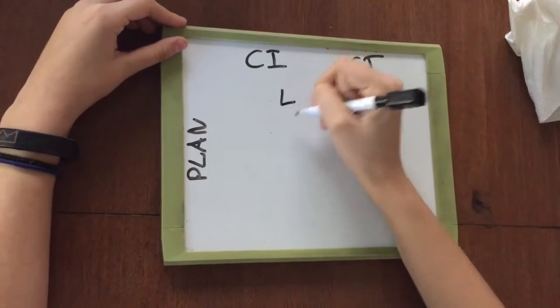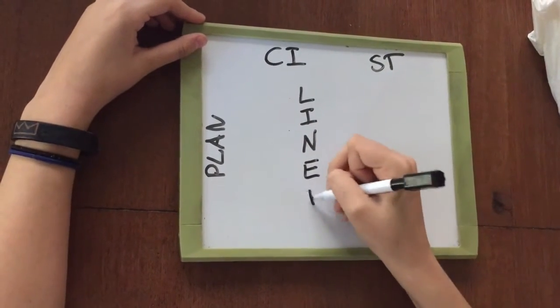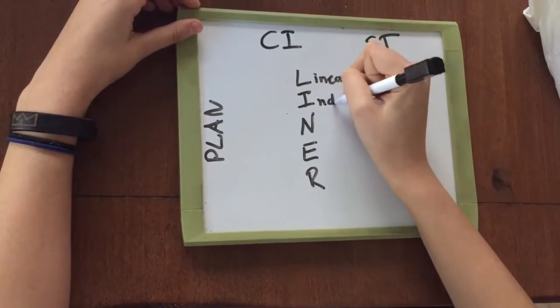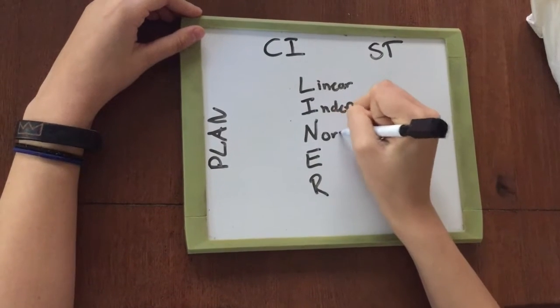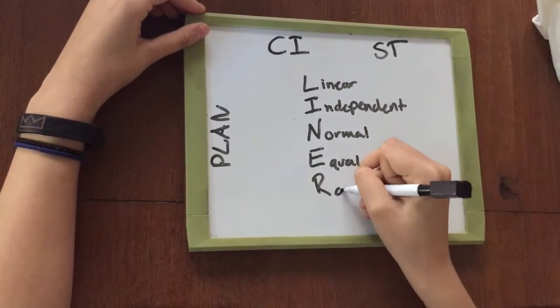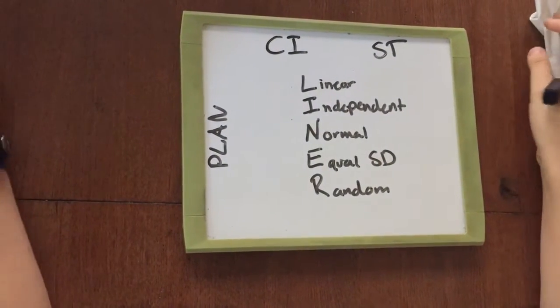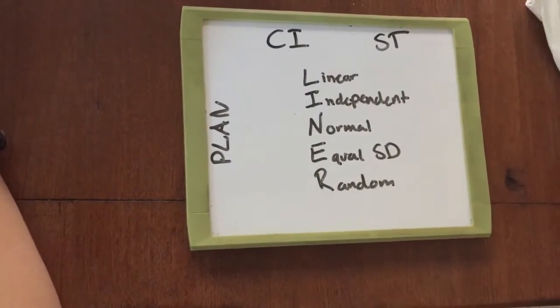To check if it's linear, you must look at a residual plot, and if there's no curved pattern, it is linear. To check if it's independent, you must check the 10% condition. To check if it's normal, you must check the distributions of residuals for normality at each possible x value. To check if it has equal standard deviation, you must look at the scatter of residuals above and below the residual line at 0. The spread should be roughly the same. And to see if it's random, it must be a random sample or a randomized experiment.